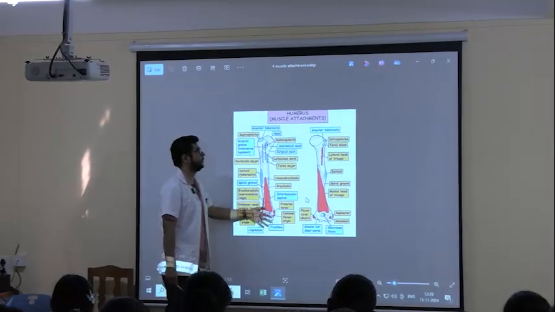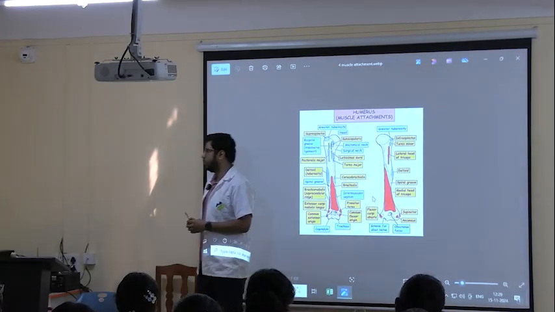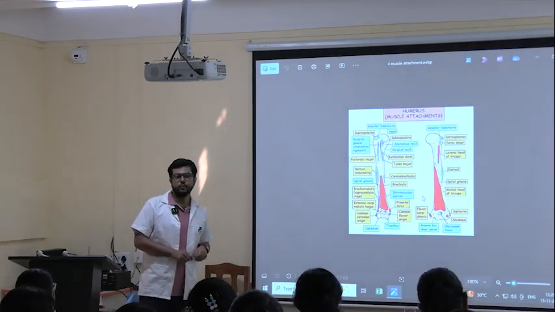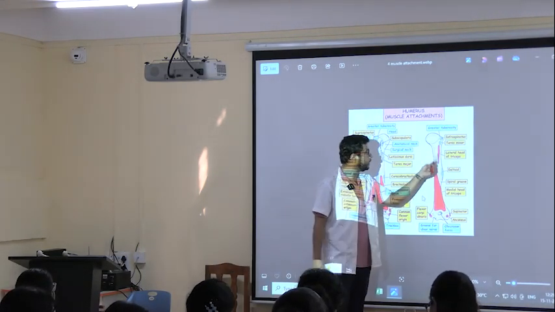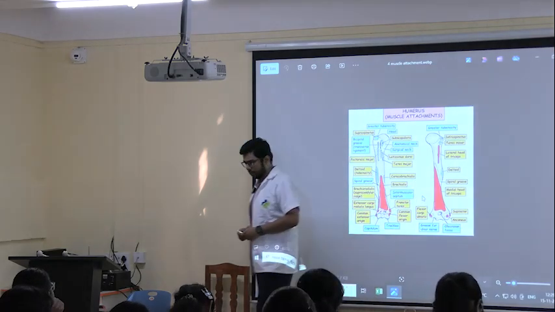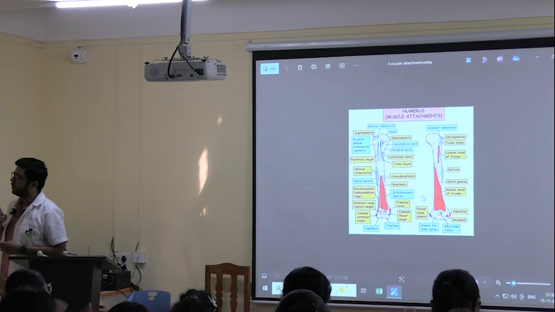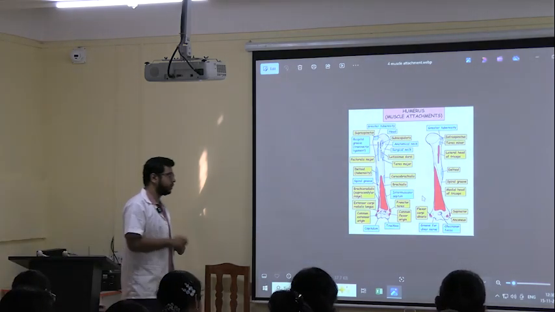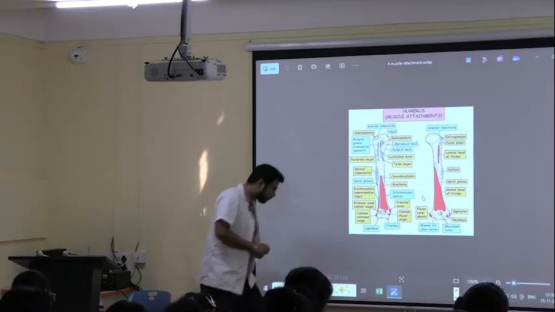So these are the muscles on the anterior aspect. Then triceps. Does anyone go to the gym? There is one muscle called the triceps muscle. Tri means 3, bi means 2. Biceps has 2 origins, it originates from 2 places. Tri means 3, so it originates from 3 places.